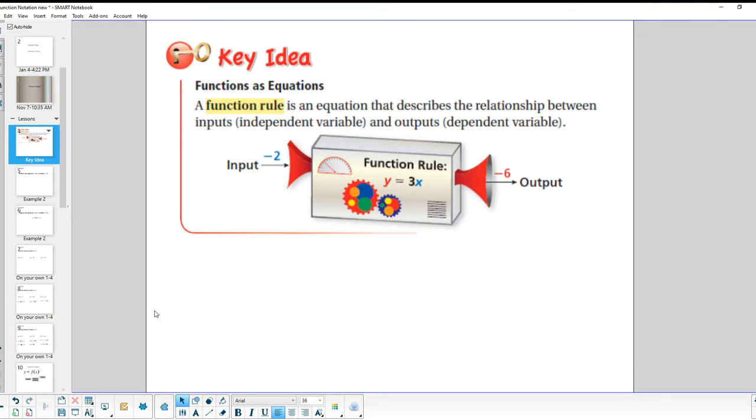When we think of a function, we think of functions as equations, or a function rule is an equation that describes the relationship between inputs, the independent variable, and outputs, the dependent variable. So we plug in a number, and this little rule acts on the input and sends out a number for the output.